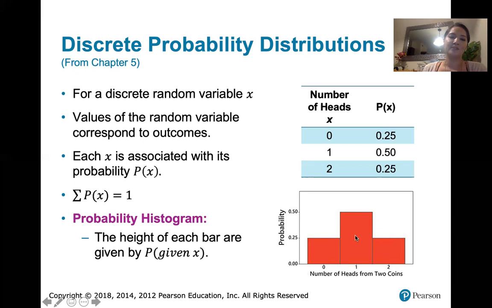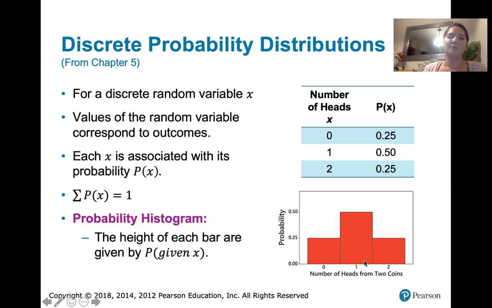Now, if we add up these areas and we force the width of each of these bars to be 1, then the area of this bar is 1 times 0.25, so that's 0.25. And the area of this bar is 1 times 0.50, which is 0.50. And the area of this bar is 1 times 0.25. So we could think of areas as corresponding to probabilities here as well, provided that those bars are exactly 1 unit wide.